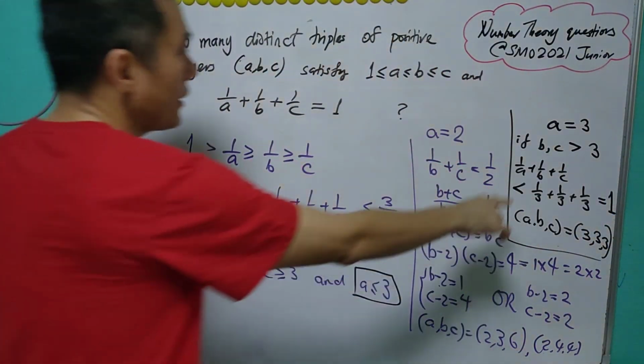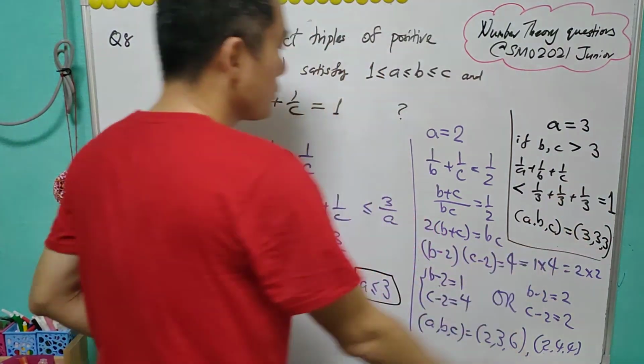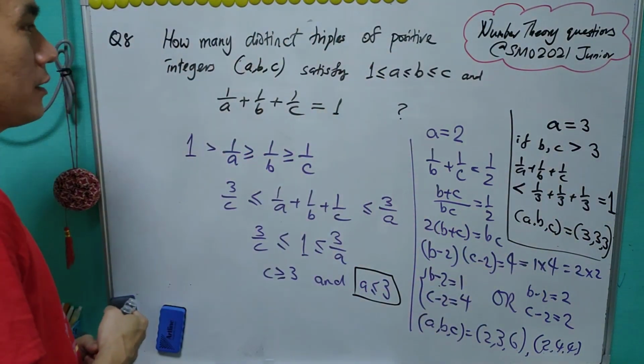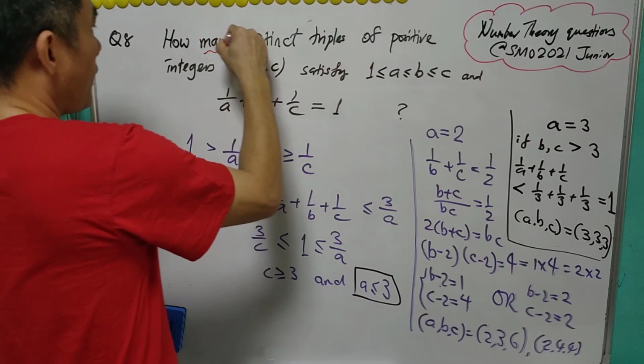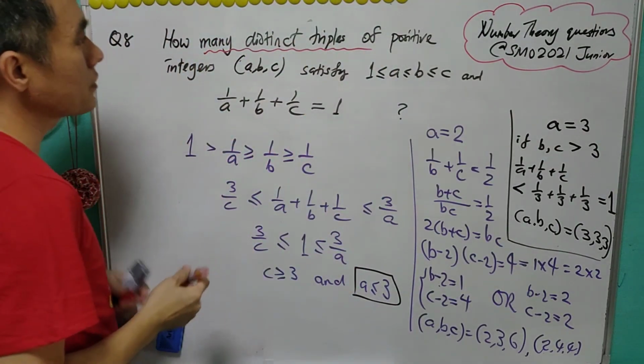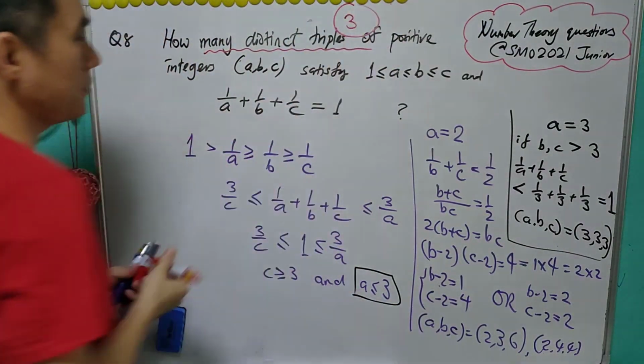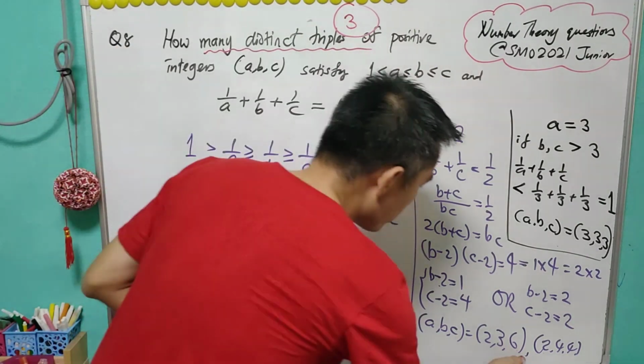With this, when A equals 3, there's only one solution. That is, all A, B, C equal 3. For this question, we asked how many distinct triples, and the answer is 3. And we have these three solutions.